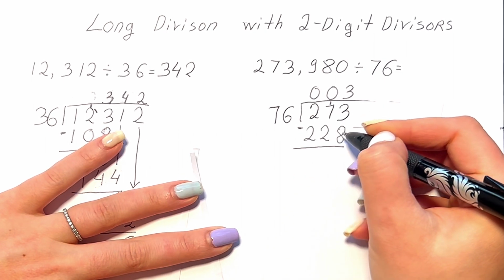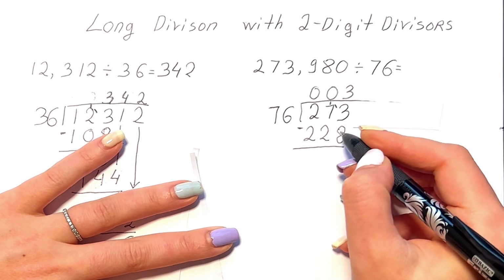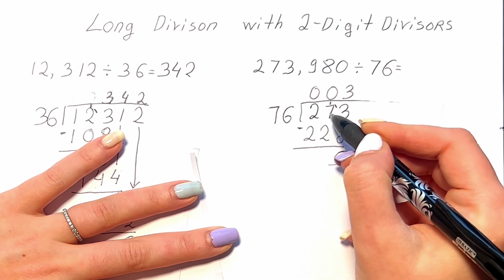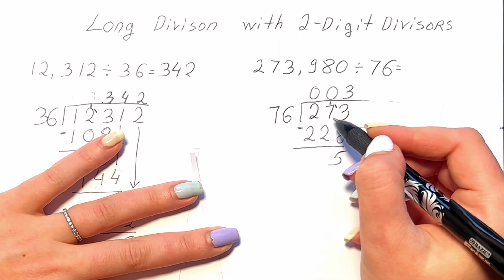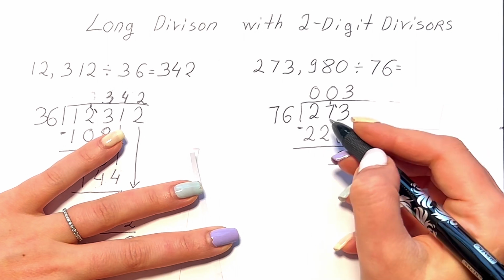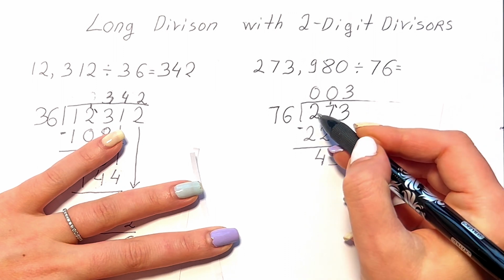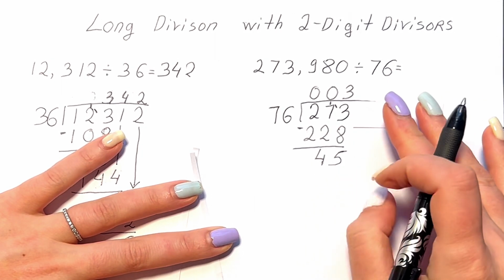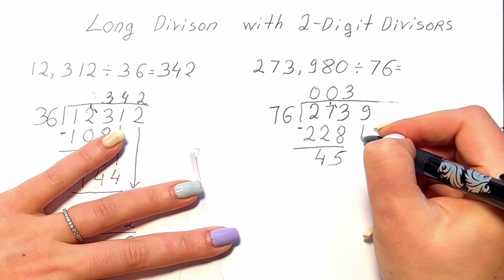3 minus 8, I can't do that. I'm gonna borrow from the tens place. 13 minus 8 is 5. So because there is a borrowing sign on the top of the 7, it's 1 digit less, it's 6. 6 minus 2 is 4. 2 minus 2 is 0. The remainder will be 45. Let's bring down the next digit, which is 9.